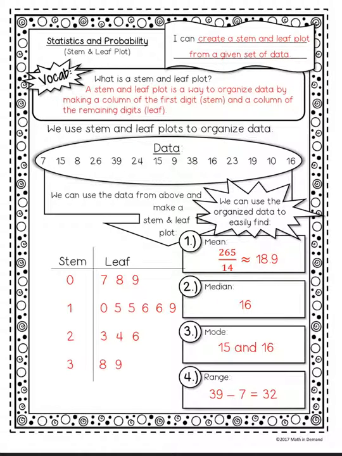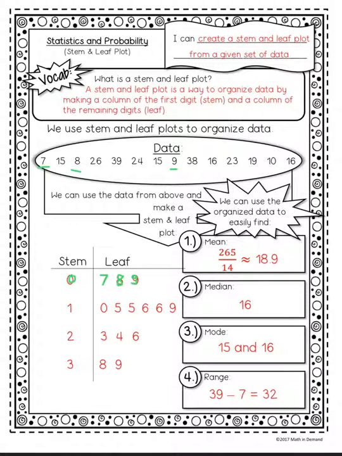If we're given a set of data, as in the circle there, we can use the data to make a stem and leaf plot. What I would do is look at all of the numbers. I see single digits. I see an 8, a 9, and a 7. All of those would have a stem of 0. So I'm going to start with 0, and then put my 7, my 8, and my 9.